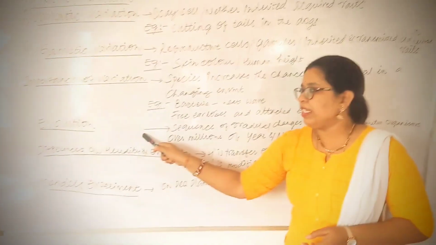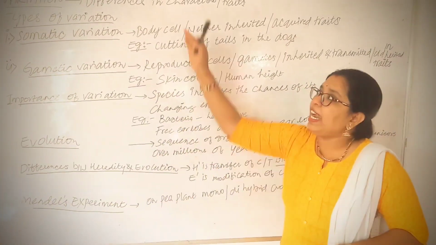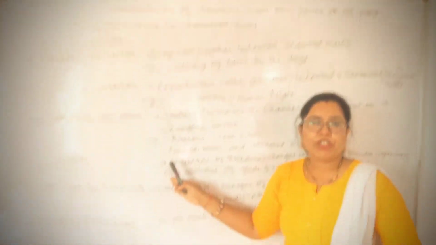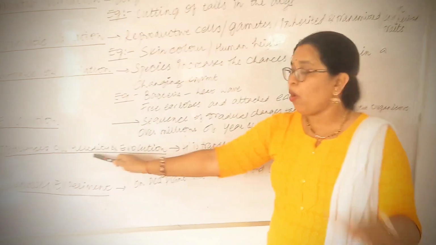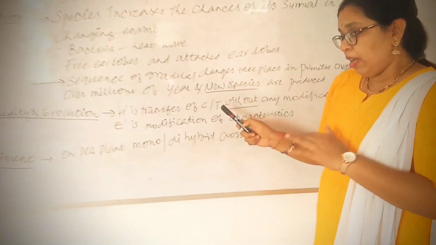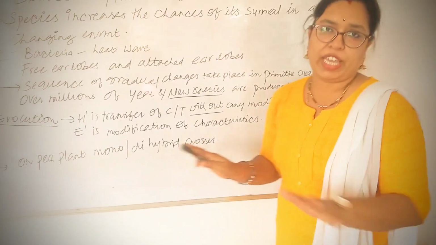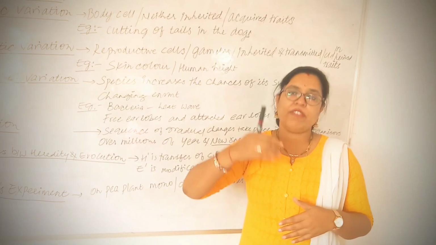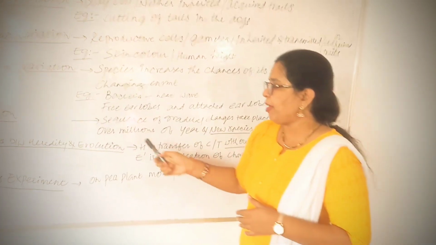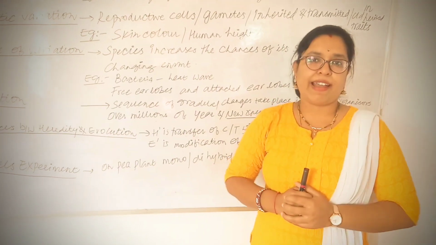So this is evolution. We learned about heredity and we learned about evolution. What is the major difference? In heredity, there is transfer of characters or traits, but without any modification. As it is, genes are transferring from one generation to another. Coming to evolution, what happens? There is a drastic modification occurring in the characters and traits.